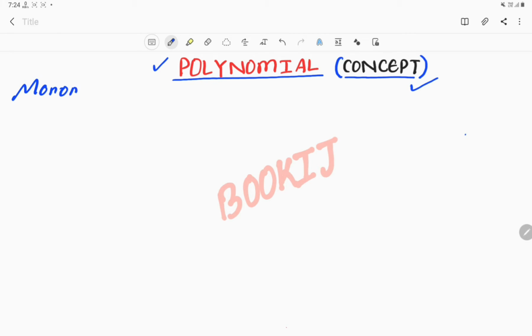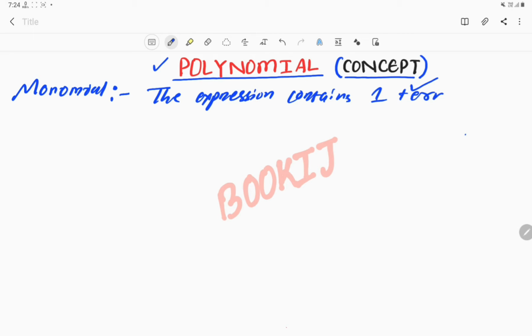The first term is your monomial. So what is monomial? The expression that contains one term only is known as your monomial. The examples we can take are 2x square, minus 3x, minus 5x cube. These are the examples of monomial.